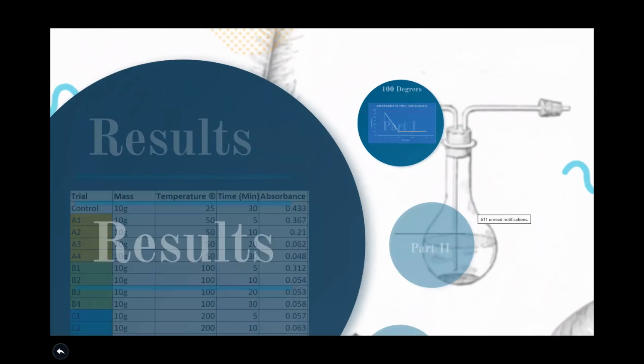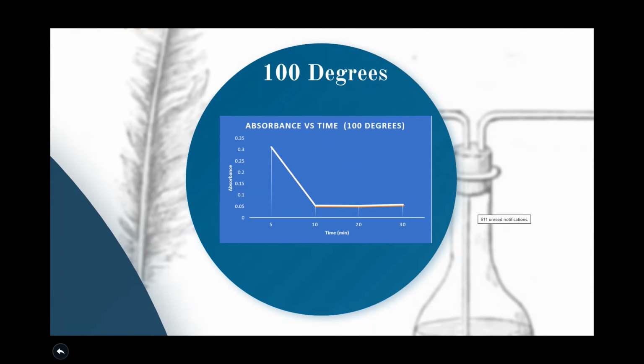Our results at 100 degrees were that we saw that the absorbance decreased quickly from 5 to 10 minutes, and therefore the concentration remaining did too, as they are directly proportional. And from the time of 10 minutes to 30 minutes that they were left in the oven, we can see that the concentration of the dye or its absorbance remains constant, which led us to think that all of the dye was removed after.